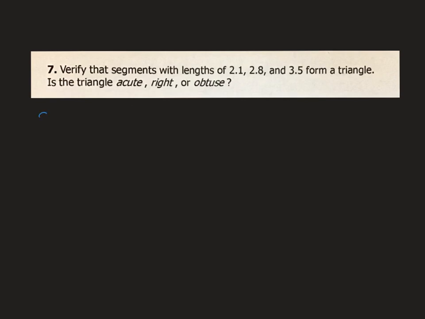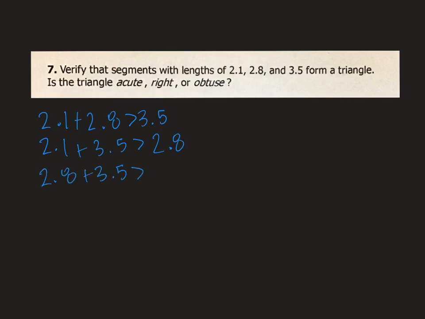Okay, so when we're verifying, 2.1 plus 2.8 is bigger than 3.5. 2.1 plus 3.5 is bigger than 2.8. And 2.8 plus 3.5 is bigger than 2.1. So it does form a triangle. So 2.1 and 2.8 are my A and my B values. 3.5 is going to be my C value.